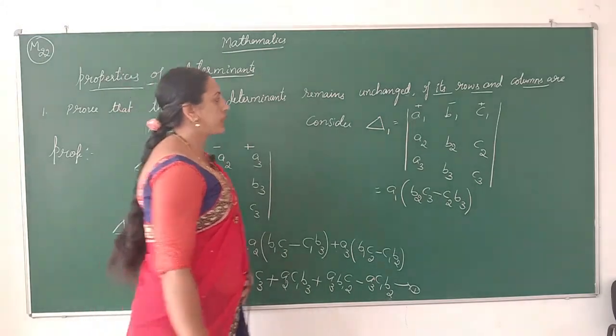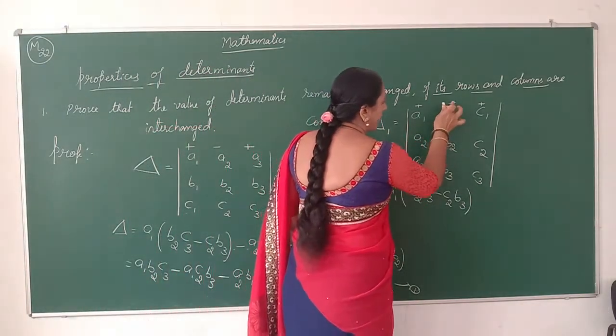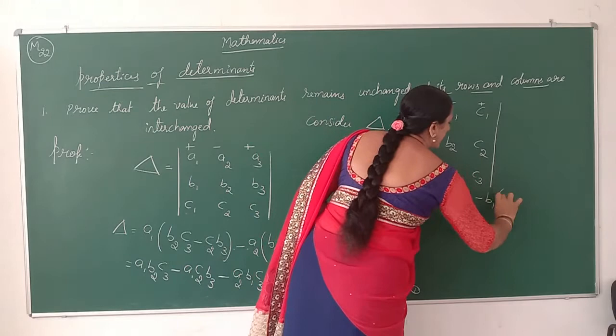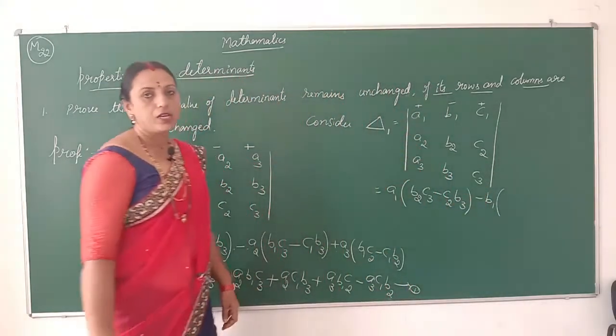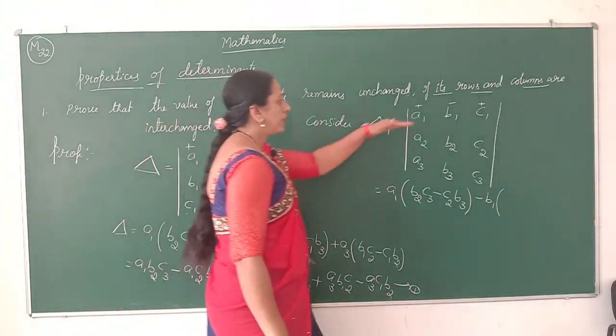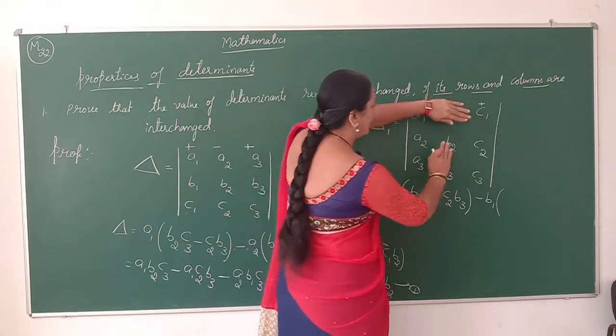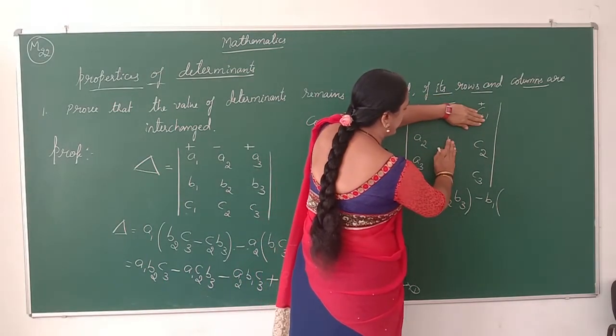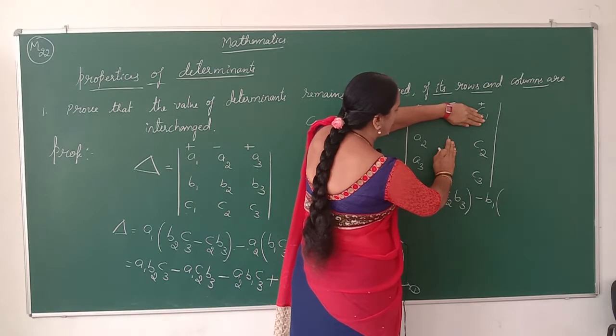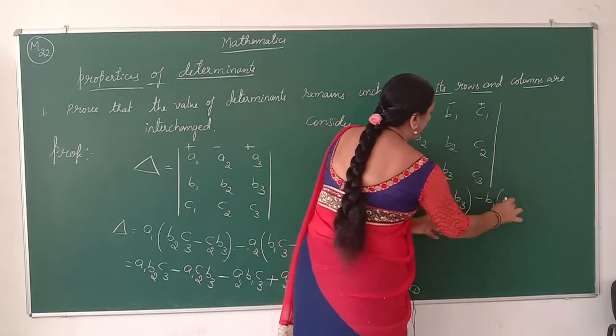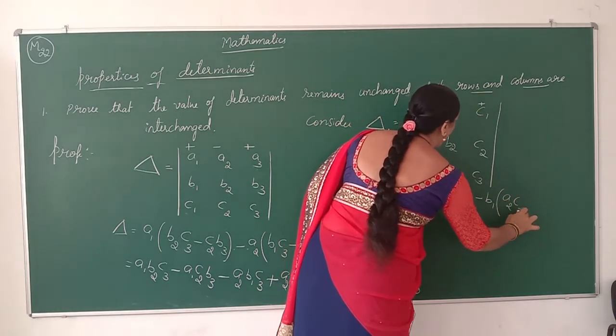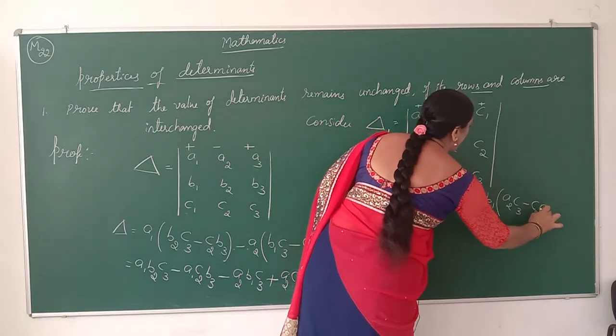Similarly, the next element is B1, which is multiplied with minus, that is, minus B1 of. B1 is an element of the first row, second column; these are again neglected, and the remaining elements by cross multiplication give A2 C3 minus C2 A3.